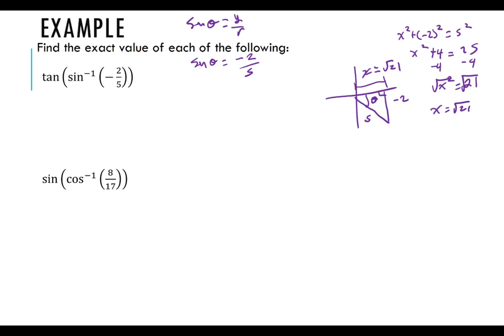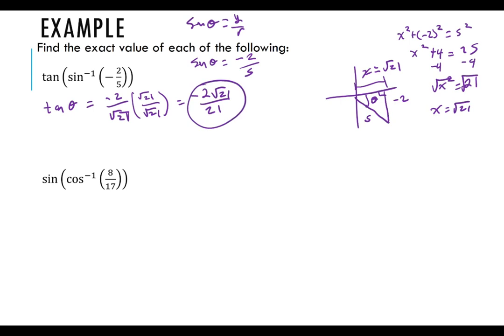Then I'm just trying to find what is the tangent of that theta measurement. Well, tangent of theta is going to be what? Remember that tangent is y divided by x, and so the y value is negative 2, divided by the x being root 21. And if someone asked us to rationalize, we could of course rationalize by multiplying by root 21 over root 21. That would give us negative 2 root 21 over 21. And so there we are.